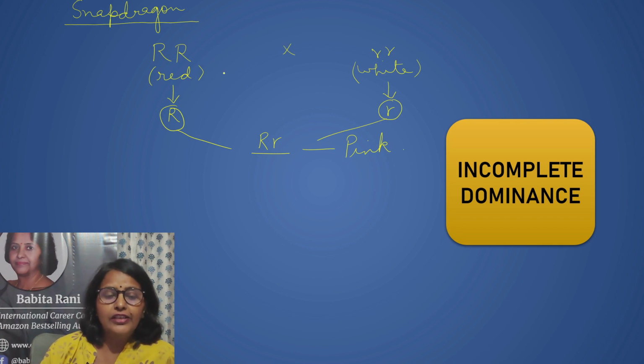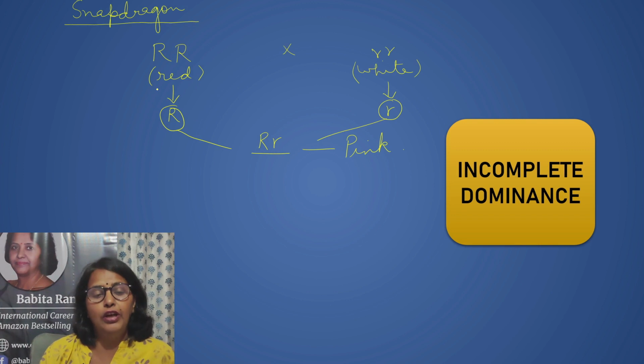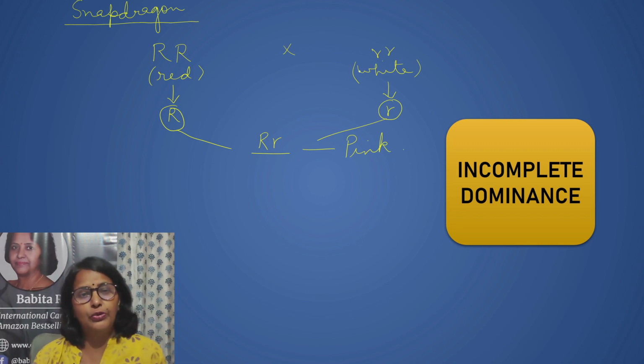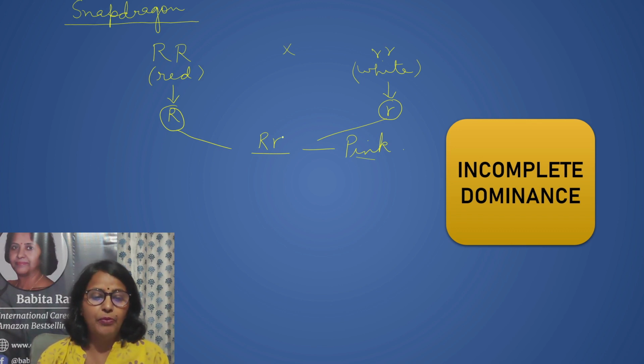So what does this show? That red was not able to express itself fully, and white was also able to express to some extent, and that is why we got an intermediate character, and this type of cross is known as incomplete dominance.